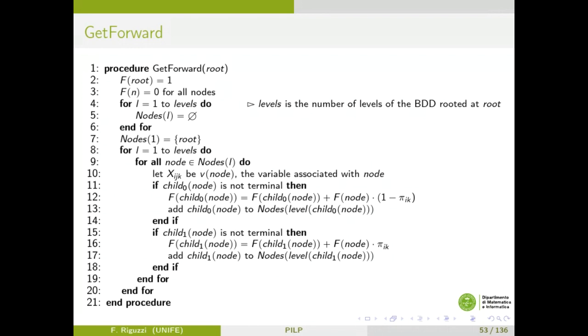So you pick a node from the level L, let xijk be the variable associated to the node, and if the 0 child is not a terminal, you update its forward probability by summing the forward probability of the node times the parameter of the variable, which is 1 minus pi ik, since this is the 0 child. And you add the child to the list of nodes to be visited. Otherwise, you update the forward probability, adding the forward probability of the node times the probability of the random variable.